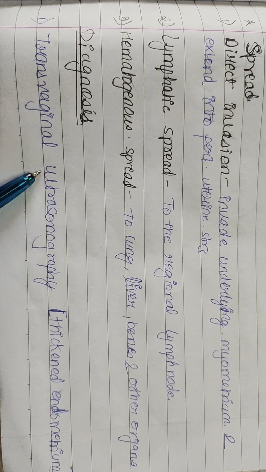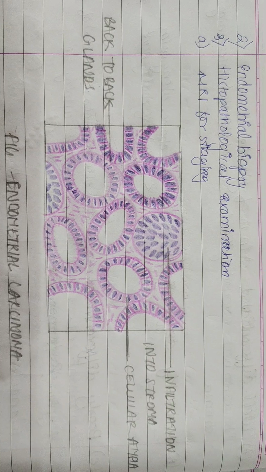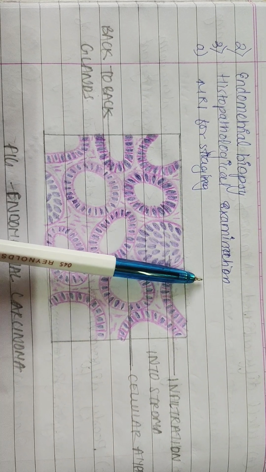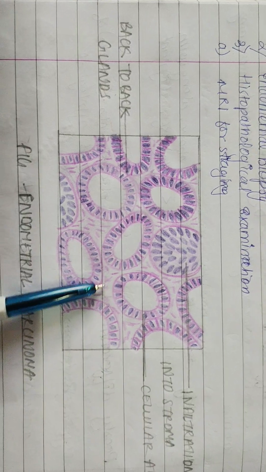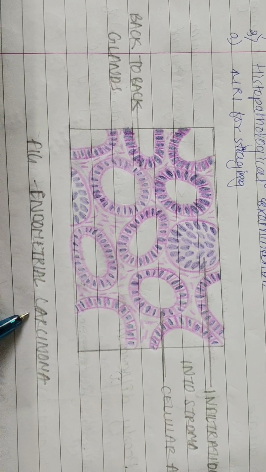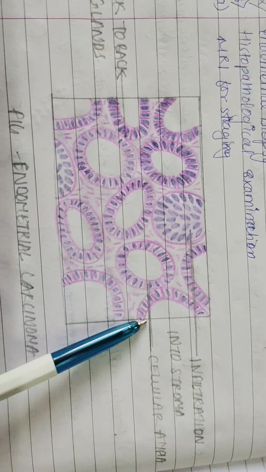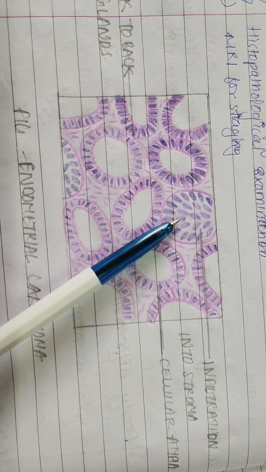Diagnosis is by transvaginal ultrasonography, showing thickened endometrium. Other diagnostic methods are endometrial biopsy, histopathological examination and MRI for staging. The H&E image of endometrial carcinoma, in which we see back-to-back gland crowding, cellular atypia and infiltration into the stroma.